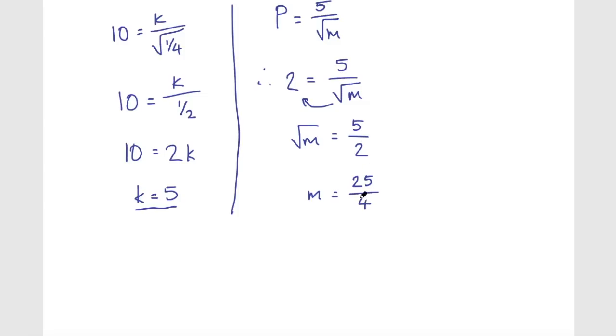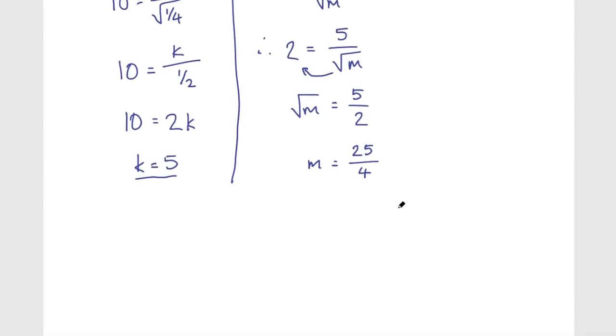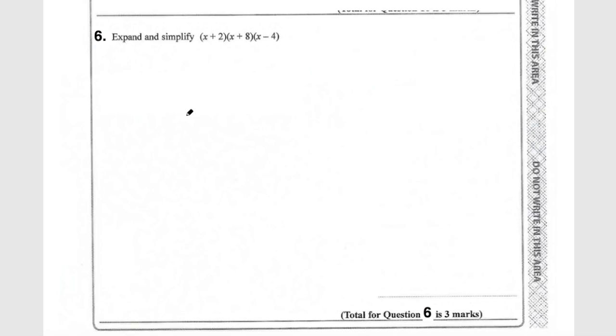5 squared is 25, 2 squared is 4. So you could leave it as that, or you could change it into a mixed fraction, and that will be 6 and a quarter. Question 6 says expand and simplify x plus 2 times x plus 8 times x minus 4.